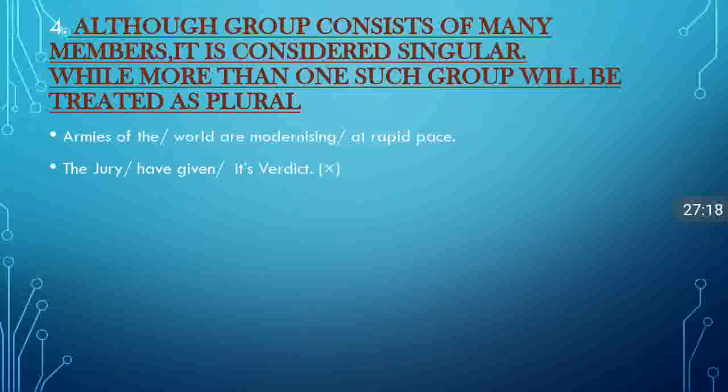So the jury is a collective noun. Have given, no, a collective noun is singular. A collective noun is singular. So according to the singular, you have to take the helping verb. The helping verb should be has. So part B in this example is wrong.